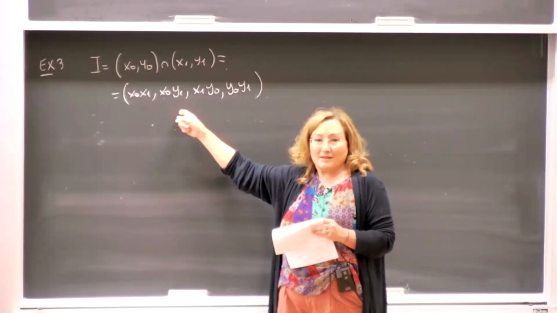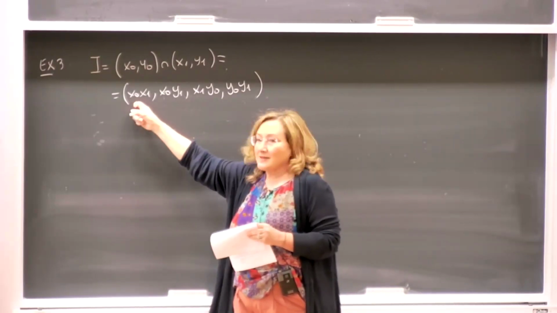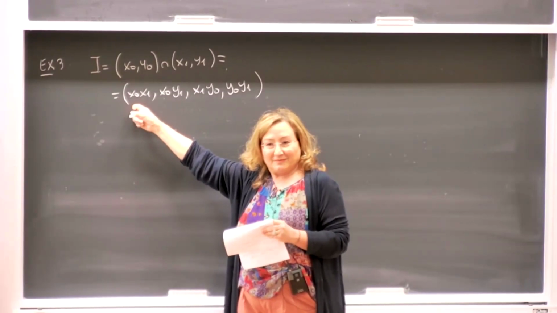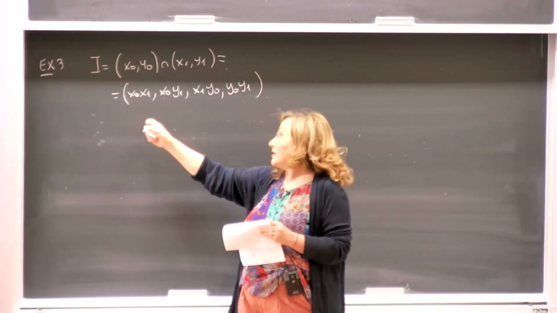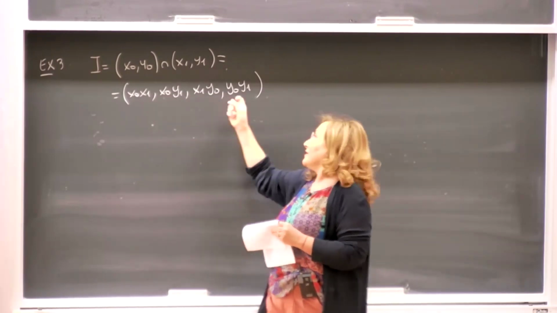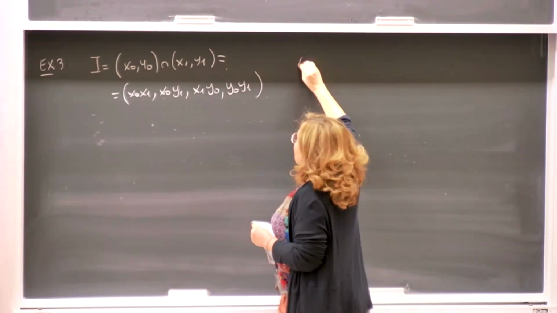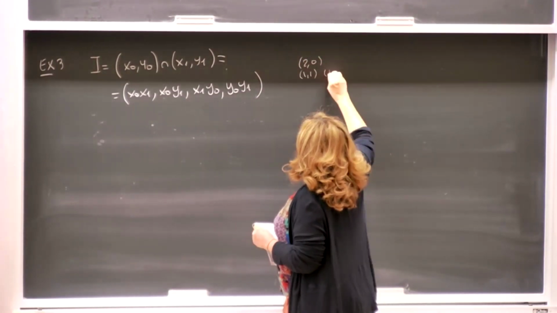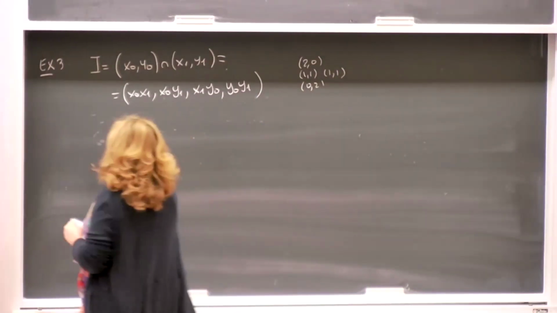So it's an ideal in P1 cross P1 that has 1 generator in degree 2, 0, 2 generators in degree 1, 1, and 1 generator in degree 0, 2. Okay, so I just write it, and let's compute the Hilbert function.